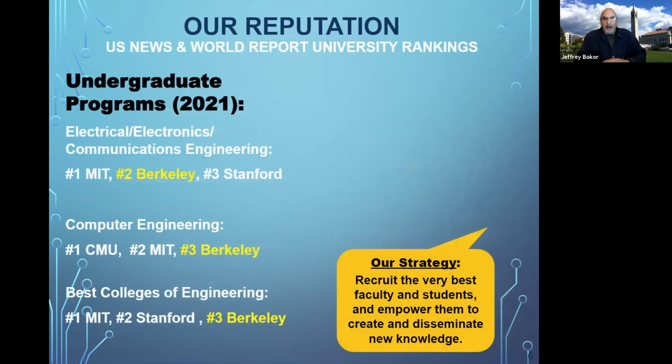Now, Berkeley is one of the top programs in the country, and here is just some recognition of that. Our undergraduate programs are rated in electrical and communications engineering. We're right up there in the top 3 with MIT and Stanford. In computer engineering, Carnegie Mellon, MIT, and Berkeley. Overall, in terms of best colleges of engineering, we are also within that same top 3.